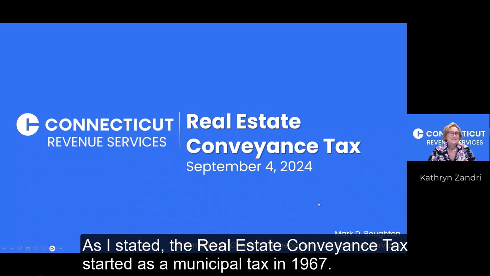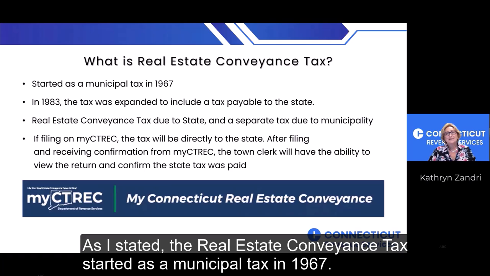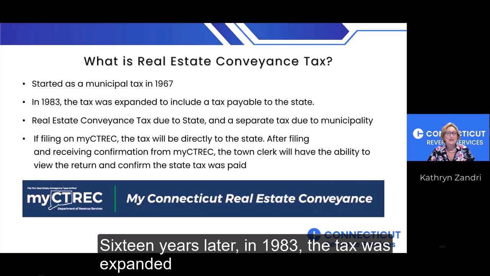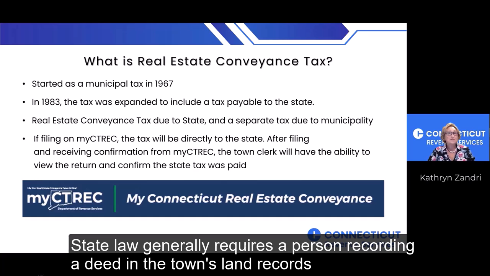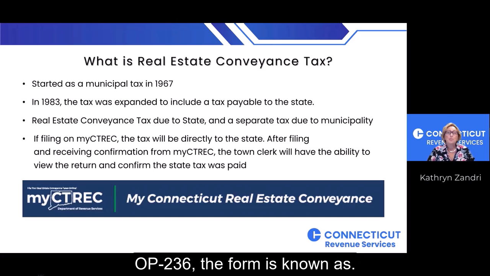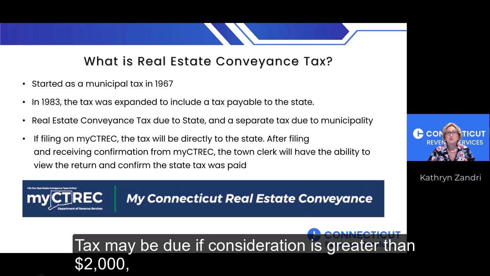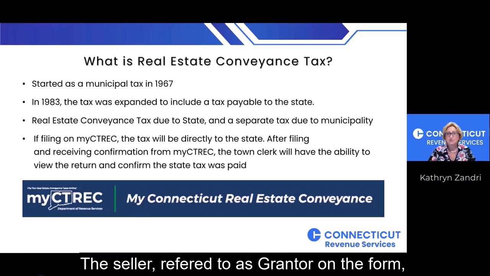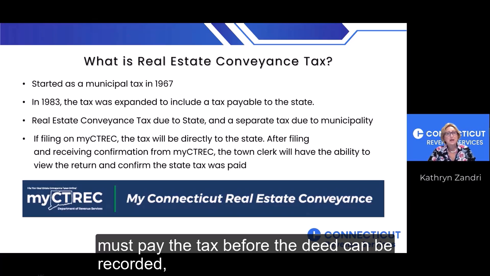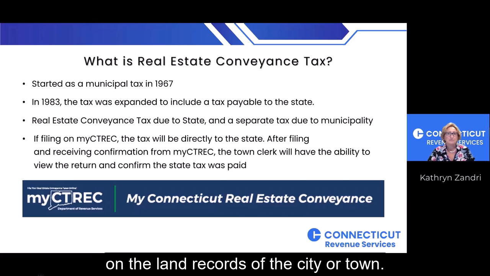Onward and upward. As I stated, the real estate conveyance tax started as a municipal tax in 1967. 16 years later, in 1983, the tax was expanded to include a tax payable to the state and to the municipality. State law generally requires a person recording a deed in the town land records to file a real estate conveyance tax return, OP 236, the form is known as. Tax may be due if consideration is greater than $2,000 or the transfer is not exempt. The seller, referred to as grantor on the form, must pay the tax before the deed can be recorded on the land records of the city or town.